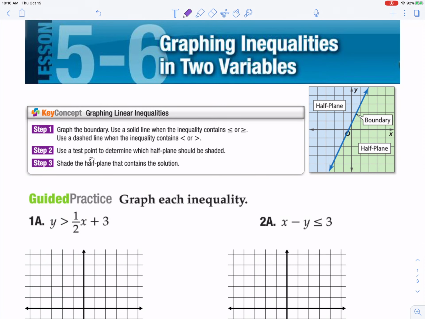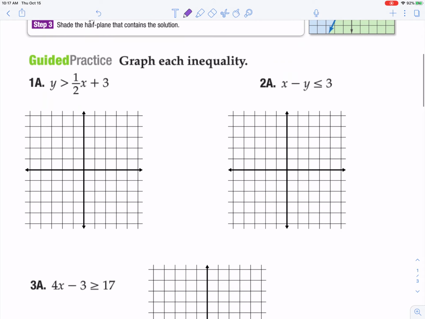Welcome to 5-6. Today we'll be graphing inequalities that are going to have two variables. These are going to graph on a coordinate plane and going to be kind of a line like what we've been graphing, and then we'll be shading one side or the other depending on what the symbol is there. So let's go ahead and hop in and do an example.